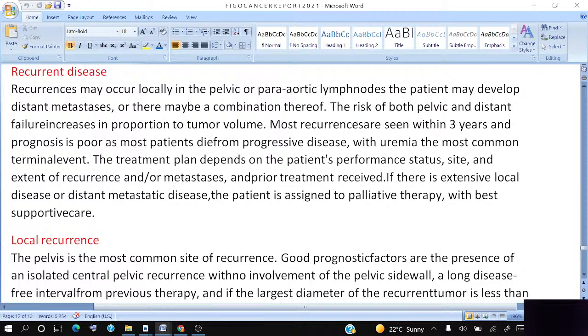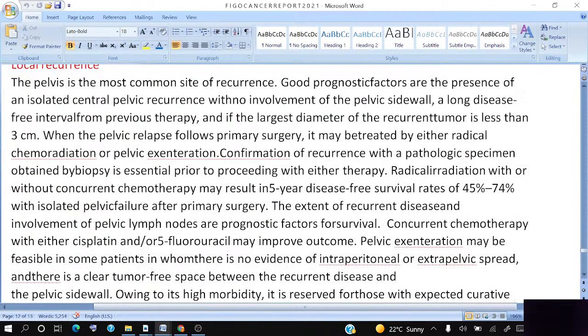So local recurrence, the most common site of recurrence, has good prognostic factors. They said that if it is less than 3 centimeters in largest diameter, the disease can be cured with pelvic radical therapy, by treatment with radical chemotherapy and pelvic extension. And this needs confirmation pathologically by biopsies, which is essential prior to proceeding.